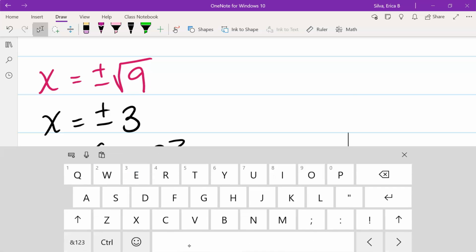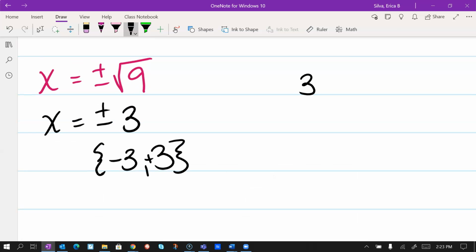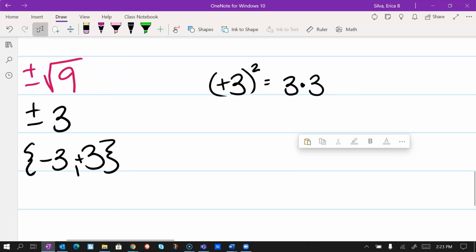Well, let's look. If we square 3, a positive 3, that means we have 3. Yes. Yes, I am. I'm going to post the notes after and this video as well.